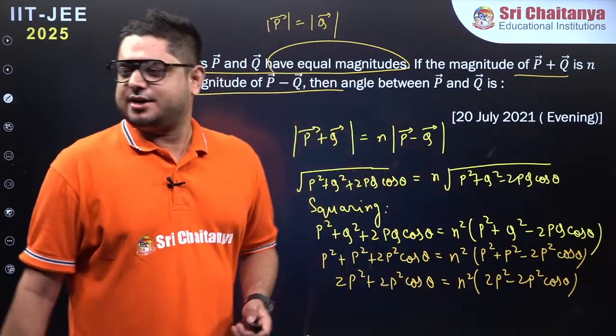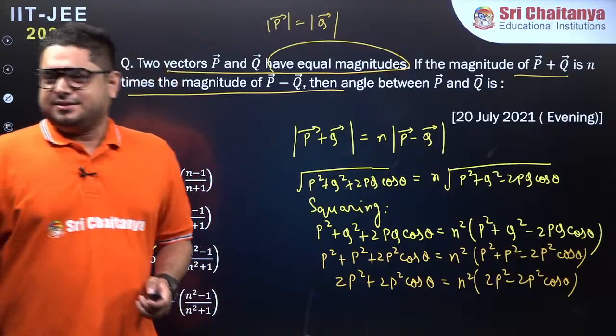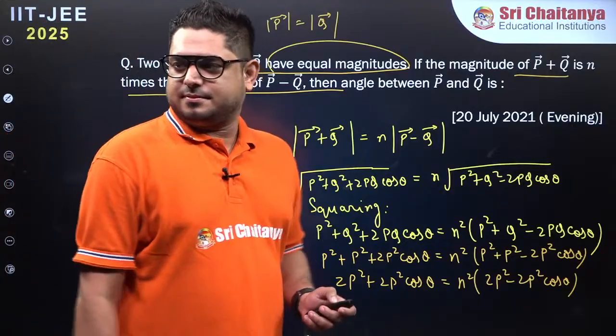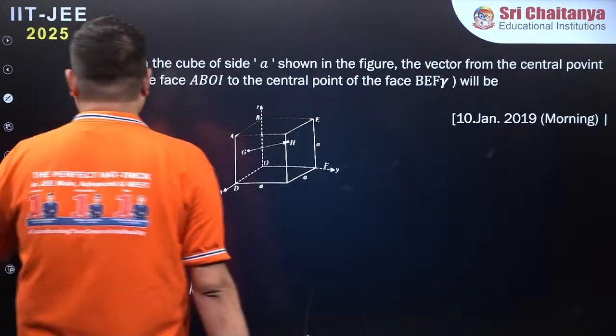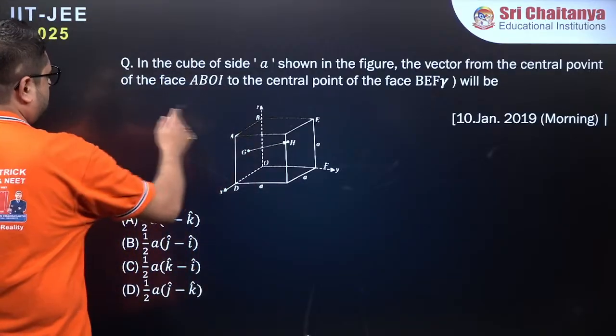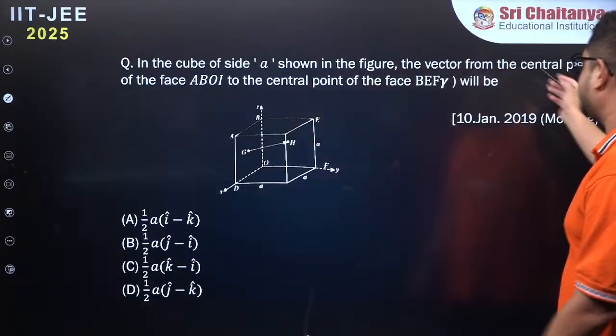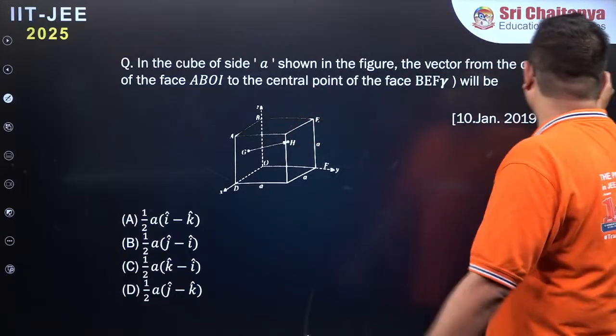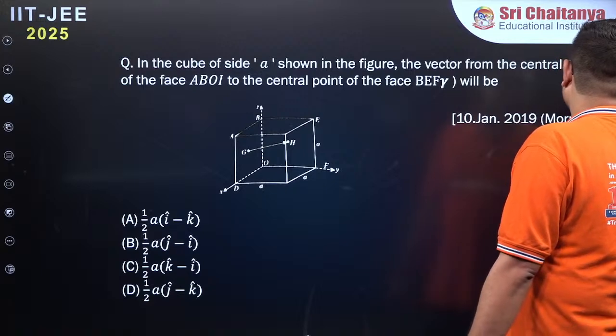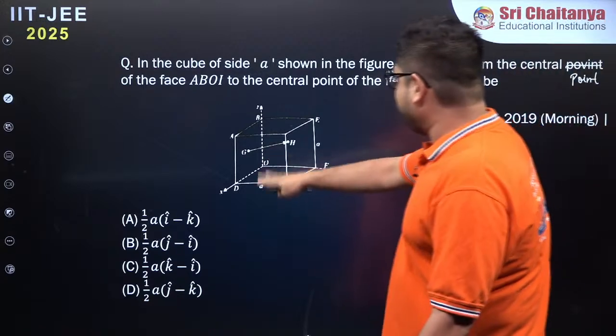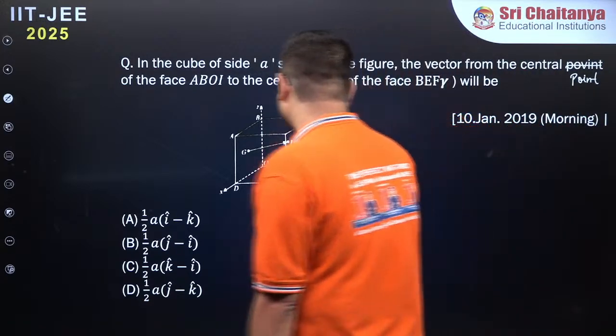Okay, let's get started with the next question, everyone. I want you to solve this and mark the answer. You can see that in the cube of side A shown in the figure, the vector from the central point, actually this should be point, everyone, of the face ABOI. So they have mentioned the face.